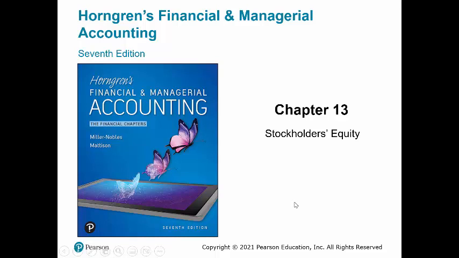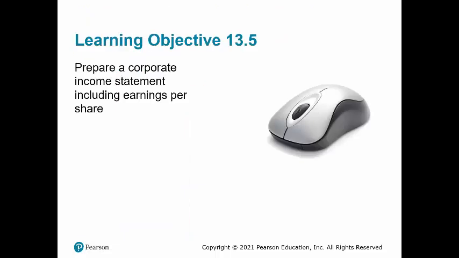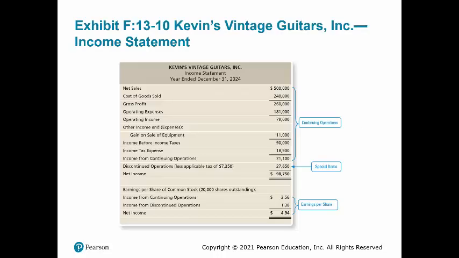This is a presentation on Chapter 13, Stockholders' Equity, and we're going to be talking in Learning Objective 5 about how to prepare a corporate income statement, including earnings per share. This is an exhibit that shows an income statement for Kevin's Vintage Guitars, Inc. The information on this income statement we're going to discuss in more detail in the following slides, but I just want to point out some of the information that we're going to cover.